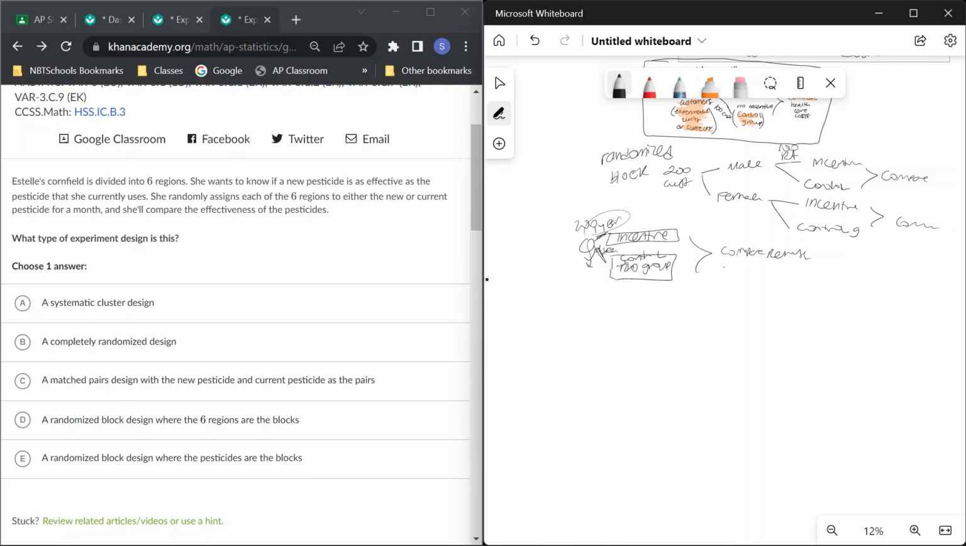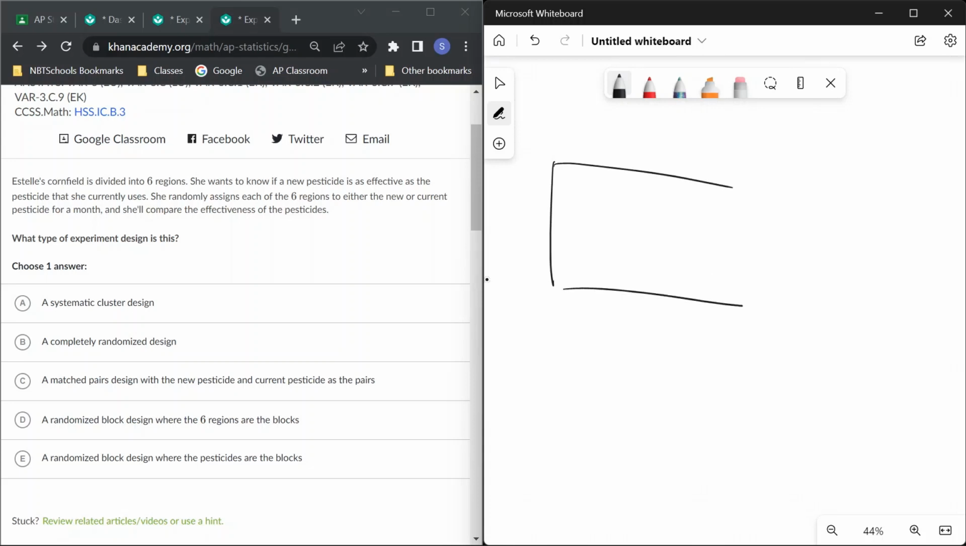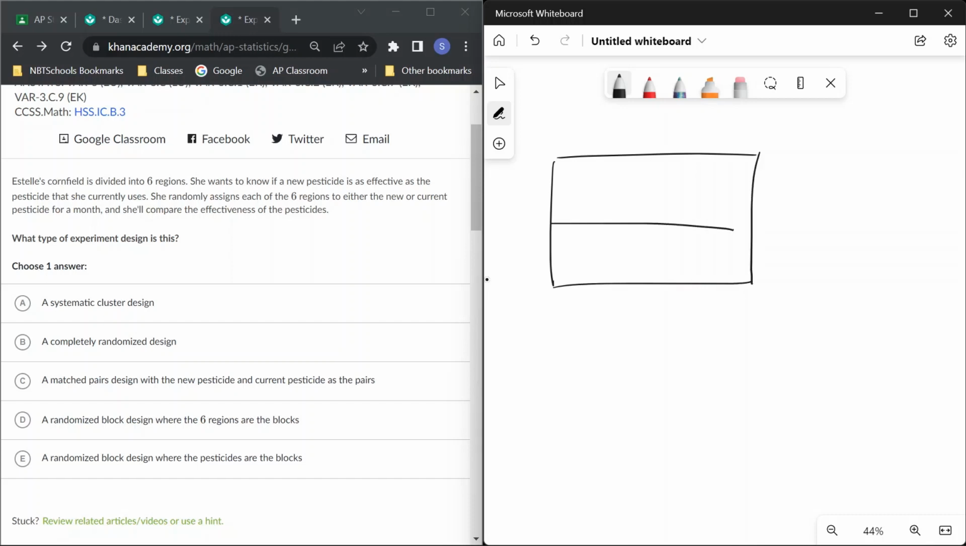Okay, so we have a cornfield, guys. Hold on, let me go in here. So we have a cornfield. Ain't this pretty? Wow, we can't even draw a square. That's embarrassing. Okay, cornfield, and it's divided into 6 regions. So she wants to know if a new pesticide is as effective as that pesticide that she currently uses. So she randomly assigns each of the 6 regions to either the new or the current pesticide for a month, and she'll compare the effectiveness of the pesticides.